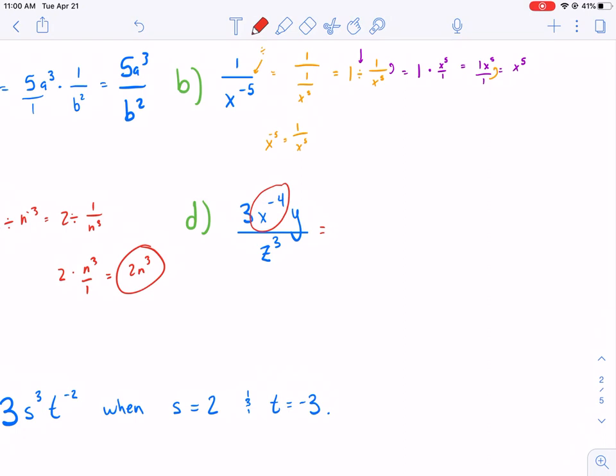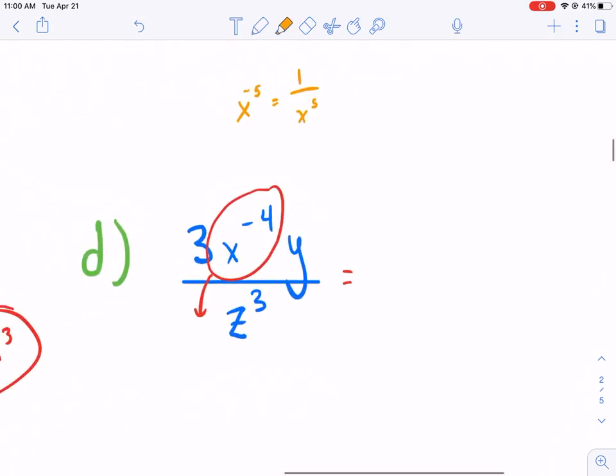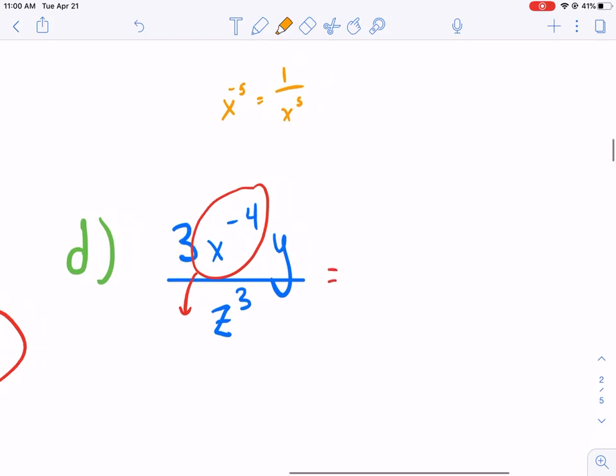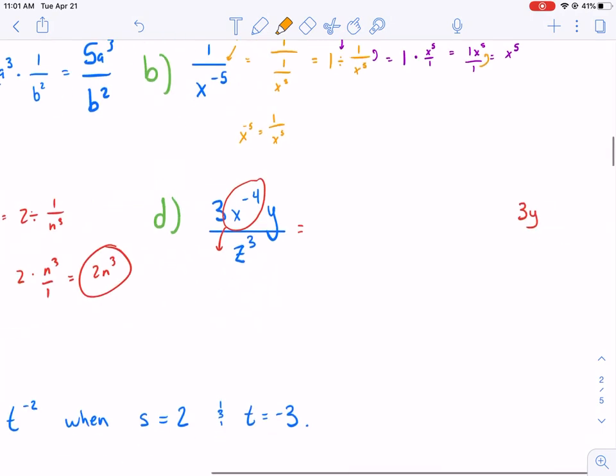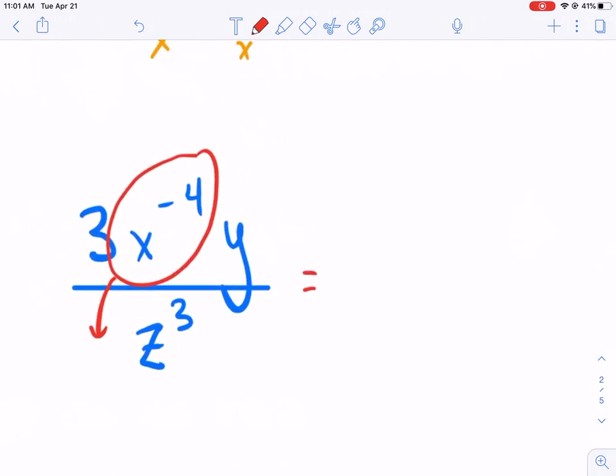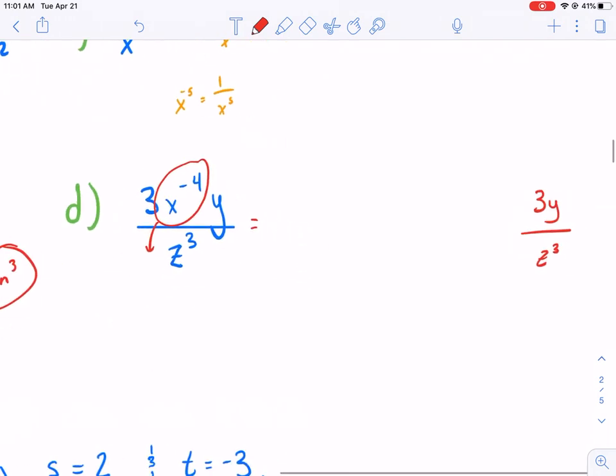Anytime I see a negative exponent, I know it's going to go to the other side. So I'm going to go ahead and rewrite this over here. I think it's going to be 3y. That stays because there's no exponent for the 3. There's no exponent for the y, so they need to stay where they are. The z cubed, same thing. That's not a negative exponent. It needs to stay where it is. So I'm going to write it over z cubed. The only thing that needs to change is this x to the negative 4th. I'm going to rewrite it as positive in the denominator. So it's going to be like this.